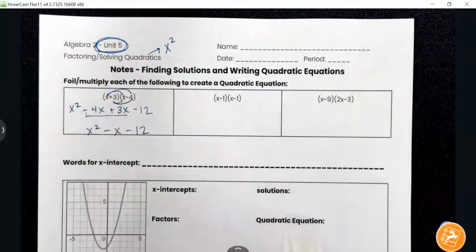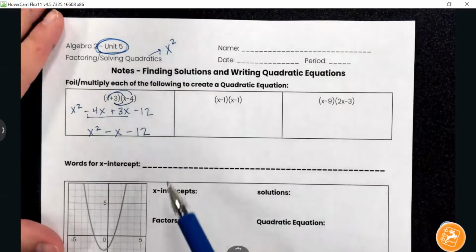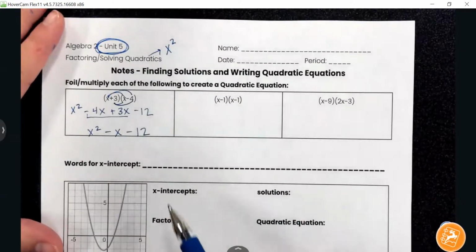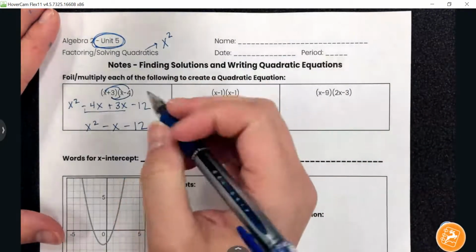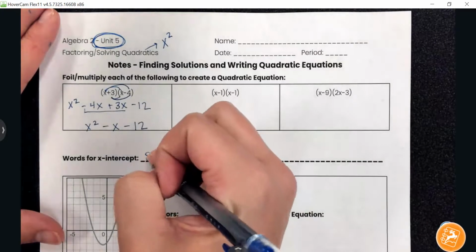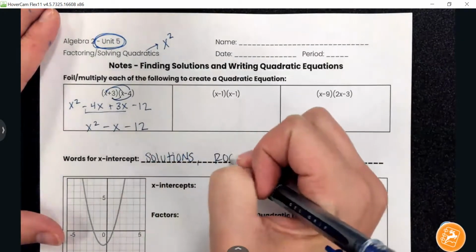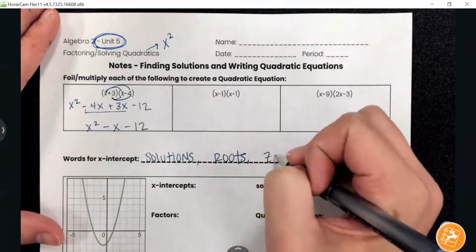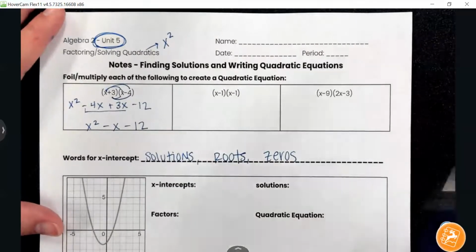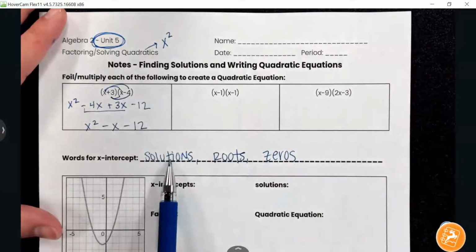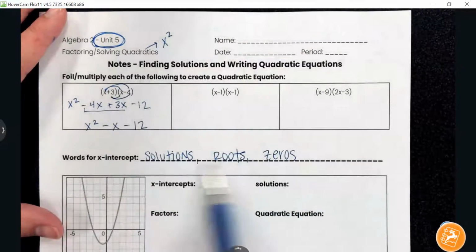There are 3 words that mean x-intercept, and you should know one of those 3 words. What's the other word that means x-intercept that we've been using? Solutions. So I have solutions. I also have roots, and I have zeros. All of those mean the same thing. X-intercept, solutions, roots, zeros. You have to know all 4 words.